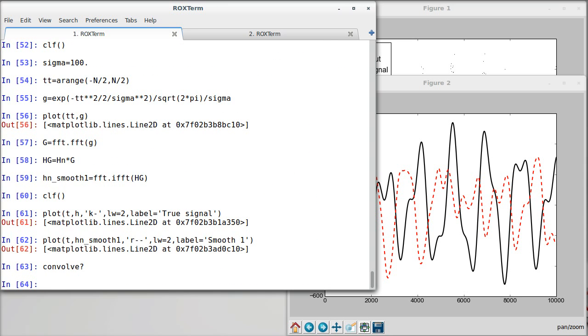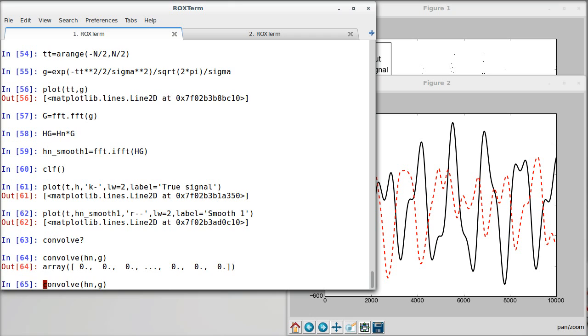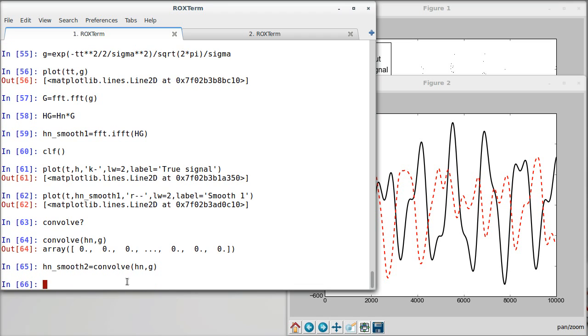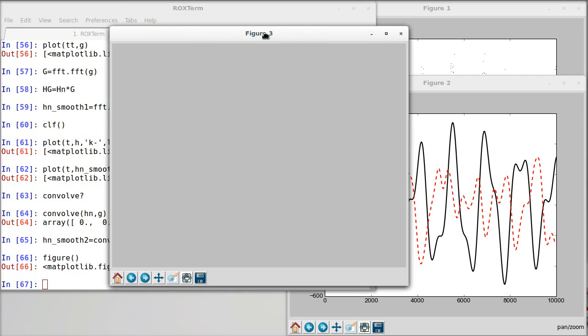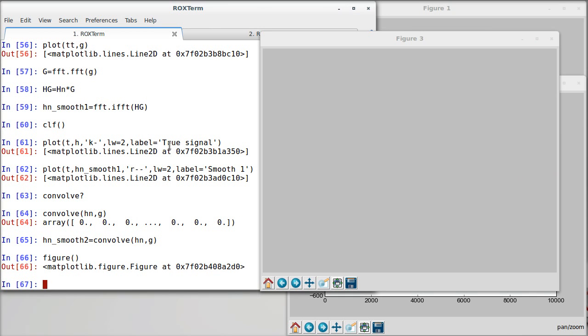So let's just go ahead and do it. We convolve our signal hn with our Gaussian g. Notice that these are the functions in the time domain. It gives us some answer that looks a little strange. There's lots of zeros there. Let's call this hn smooth 2, and now we're concerned because there's lots of zeros in it. So let's look at it. Once again, let's create a temporary plot to do this for us. Let's just plot it.